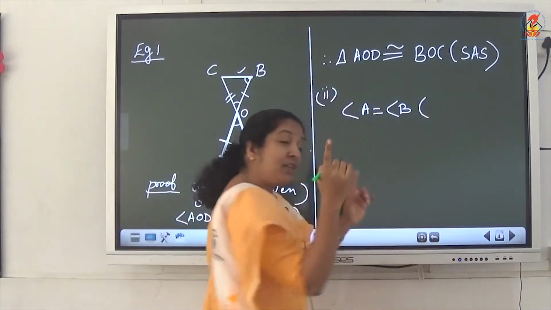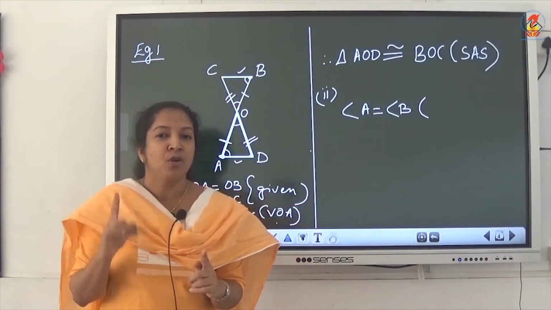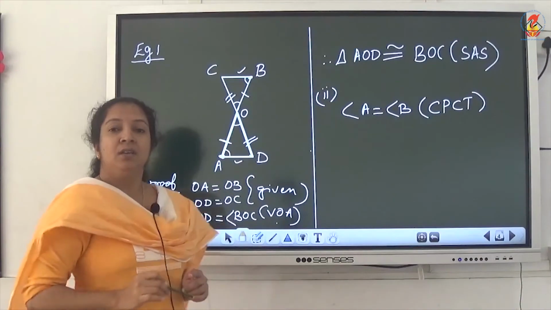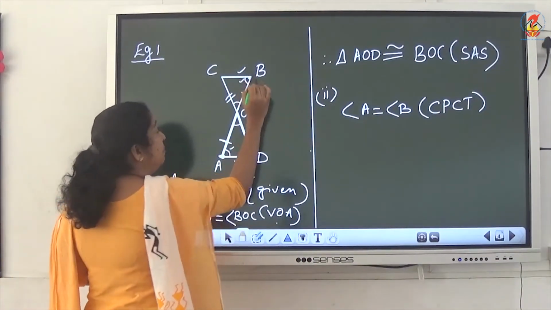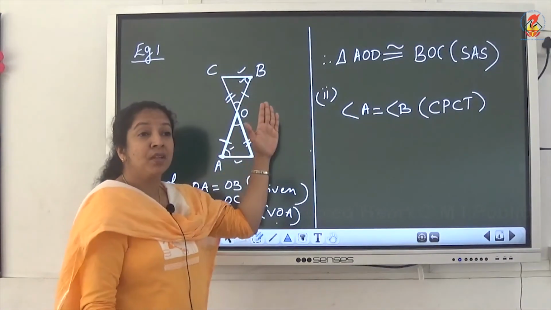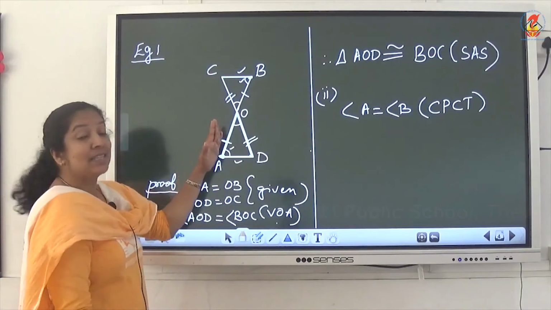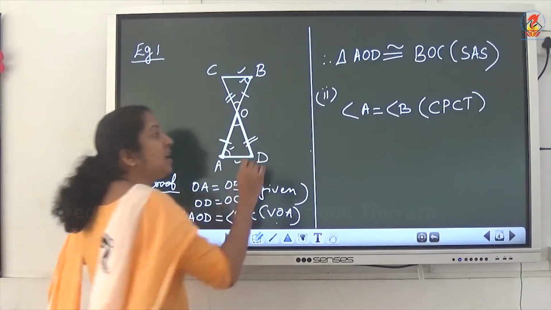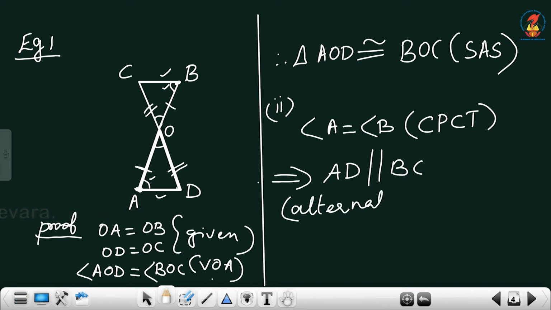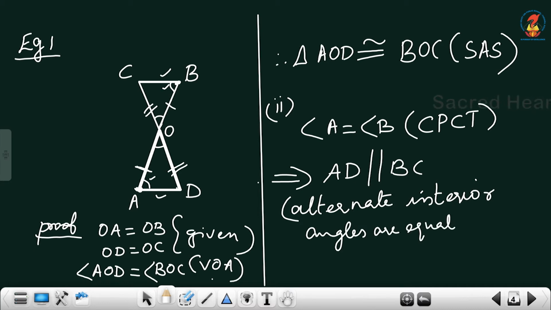And what is the reason for this, which you have already learned in 7th standard? Corresponding parts of congruent triangles, which you can name as CPCT. Angle A is equal to angle B using CPCT, and since angle A and angle B are equal, the alternate interior angles are equal. Here AB acts as a transversal for AD and BC. This implies that AD is parallel to BC, using alternate interior angles are equal. So we proved, hence the proof.